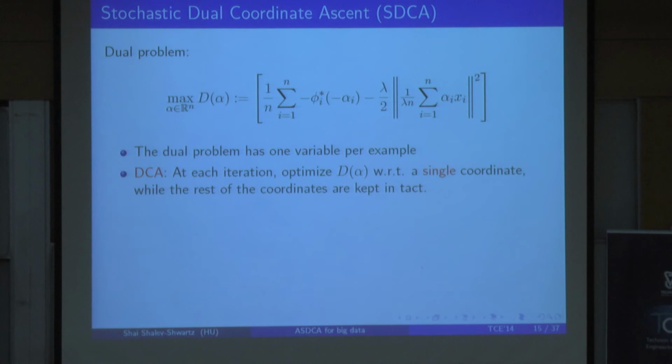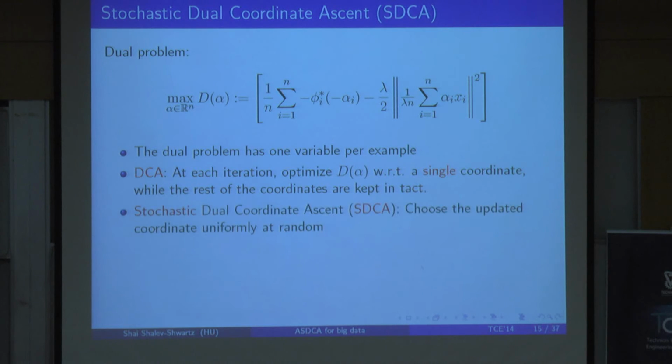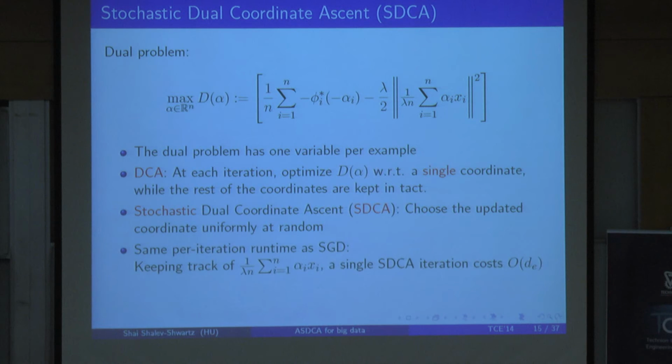The idea of dual coordinate descent is simply, at each iteration, to fix all the dual variables but one, and to optimize over that one variable. Stochastic dual coordinate descent is exactly the same, except we pick uniformly at random which dual coordinate we want to optimize over.